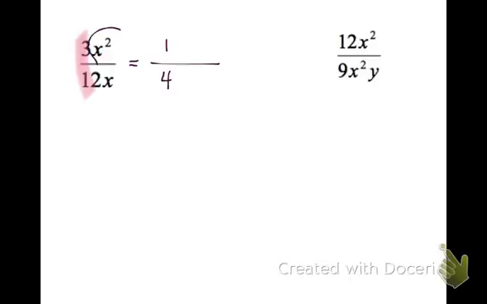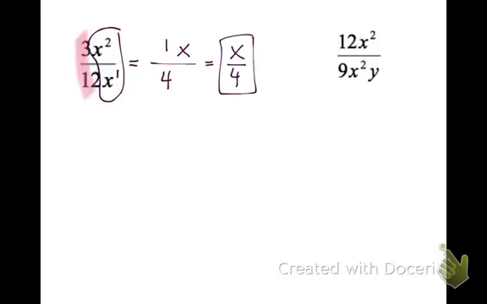And then if we look at our x's and recall our exponent rules, we're going to subtract our exponents. So 2 minus 1 is x. It's going to go on the top because there were more x's on the top. Now I can rewrite this, and I don't need the 1 on top, so it's just x over 4.